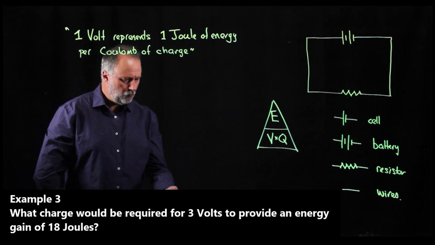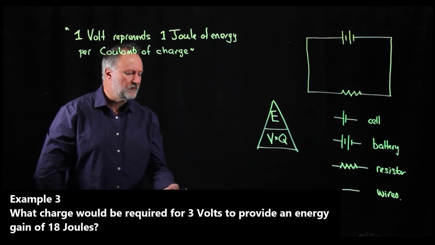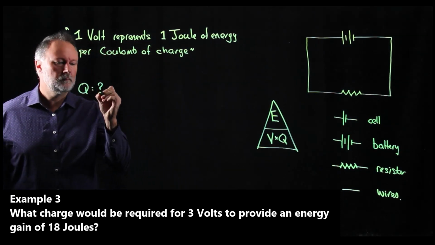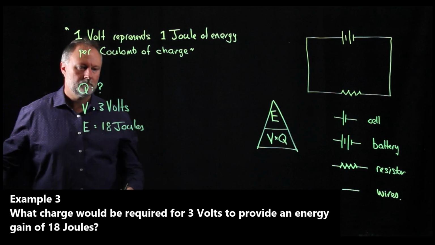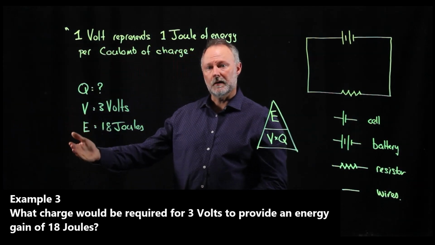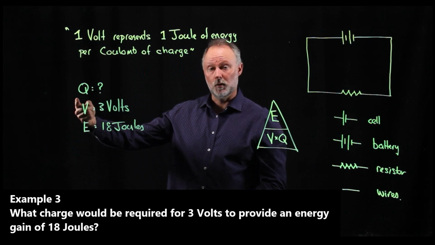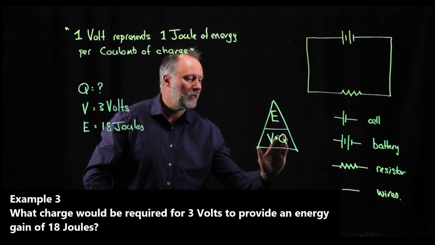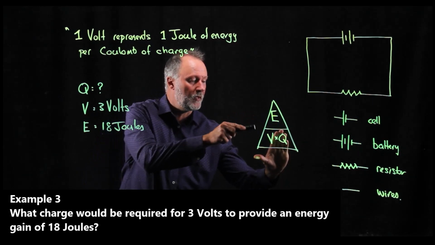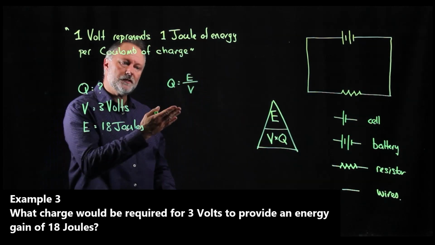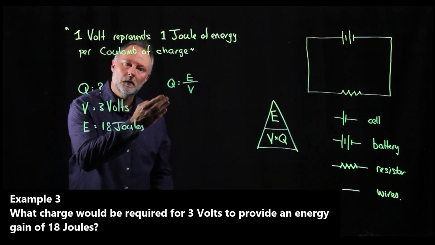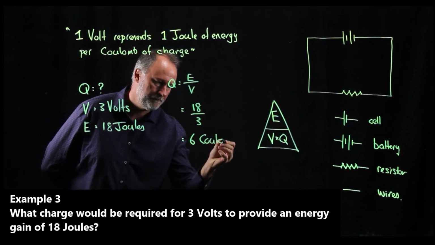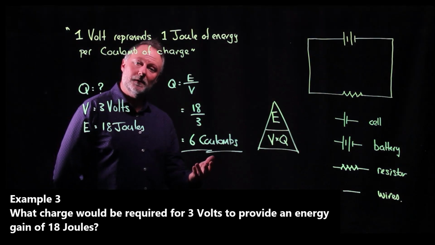Example number 3. What charge would be required for 3 volts to provide an energy gain of 18 joules? So let's write our variables. So here's our data from this question. Q equals question mark, where Q represents the charge, V equals 3 volts and E equals 18 joules. So we're after Q. When I cover Q on my physics triangle, I'm left with E divided by V. So there's our equation. Now to solve for Q, the unknown, we simply take our variables and substitute into the equation. So the answer for example 3 is 6 coulombs.